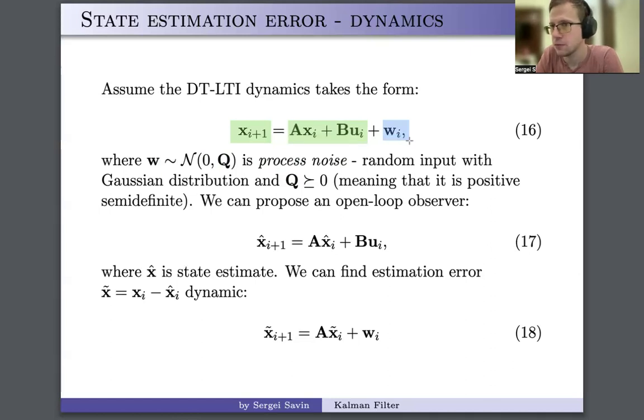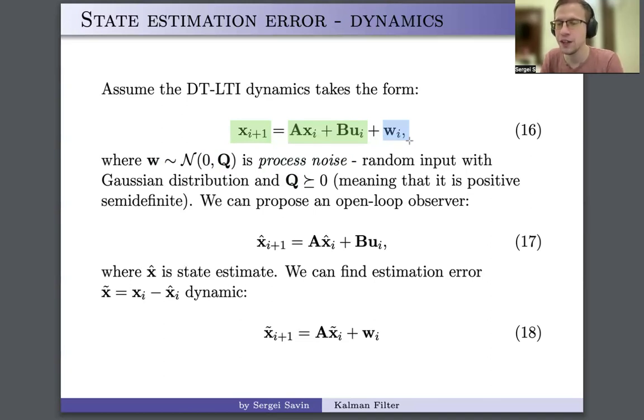Okay, and x itself is random, right? Even if the initial x was certain, the next x is already a random variable, because a certain variable plus a random variable gives you a random variable. Okay, so it sounds very hard.